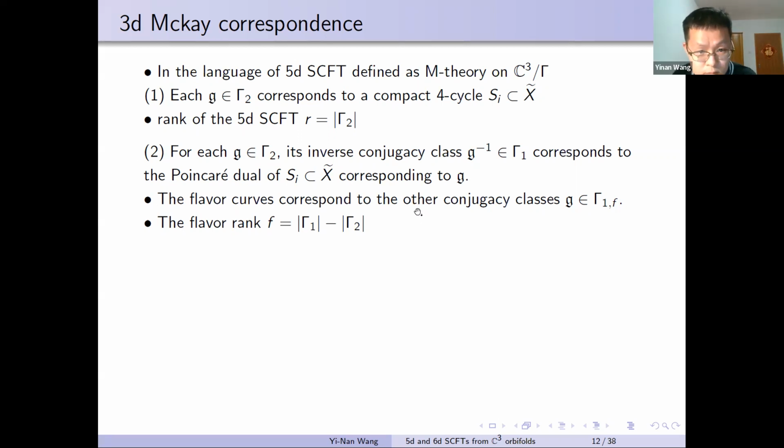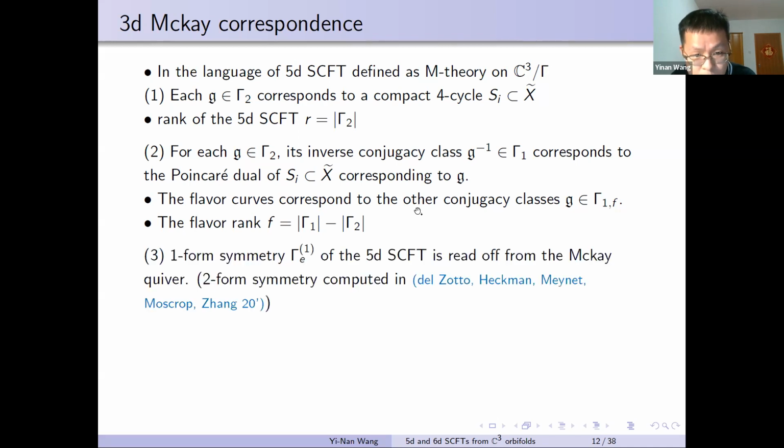Okay, so instead of computing the zero form symmetry, the one form symmetry can be pretty easily computed from the group theoretic data of gamma using the McKay quiver in the 3D version. Today I also learned that there is a new paper by Michele Del Zotto and Jonathan Heckman, where they also computed the two form symmetry in these classes of models. But I will just focus on the electric one form symmetry of these things.